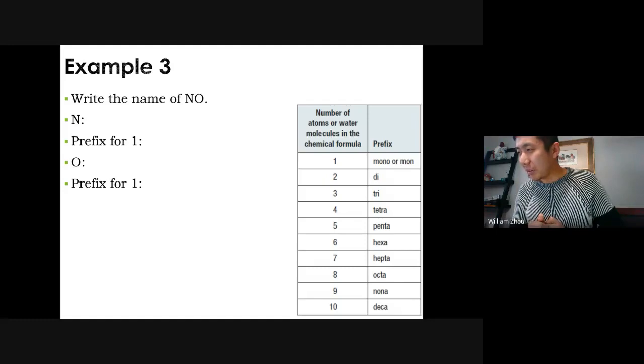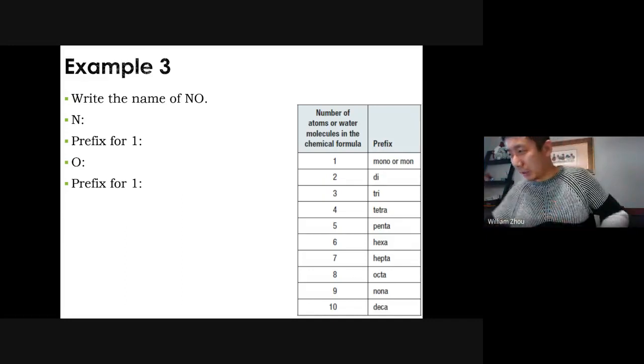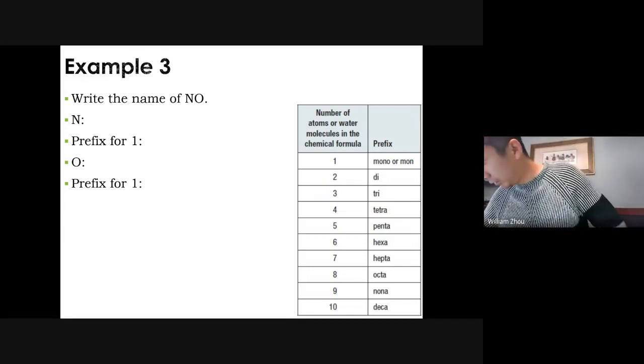Okay, I'm seeing different answers. Huh. Okay, so some of you are following the rules, some of you are not. How are you getting these?